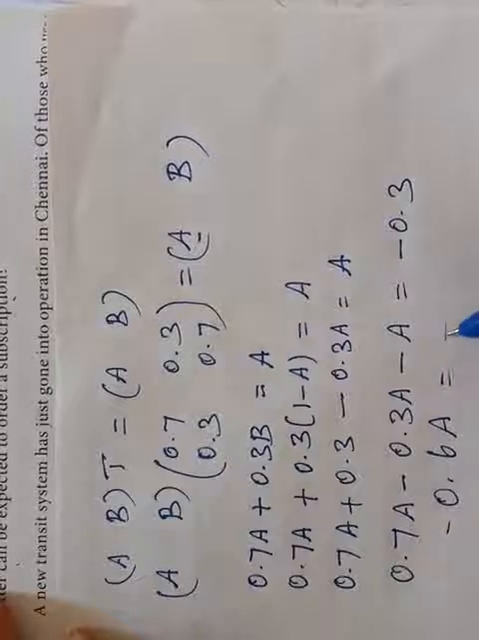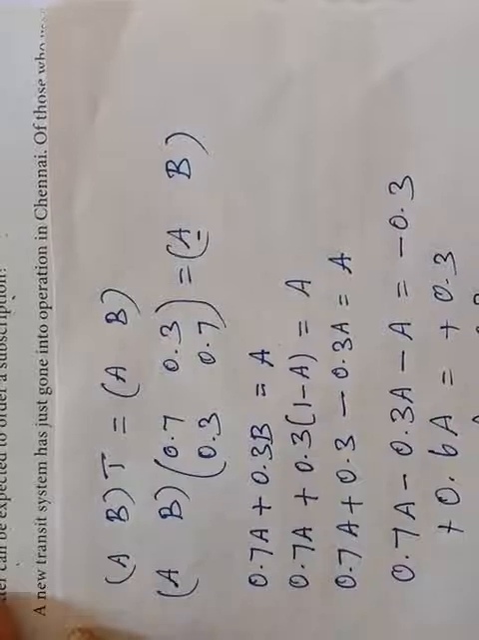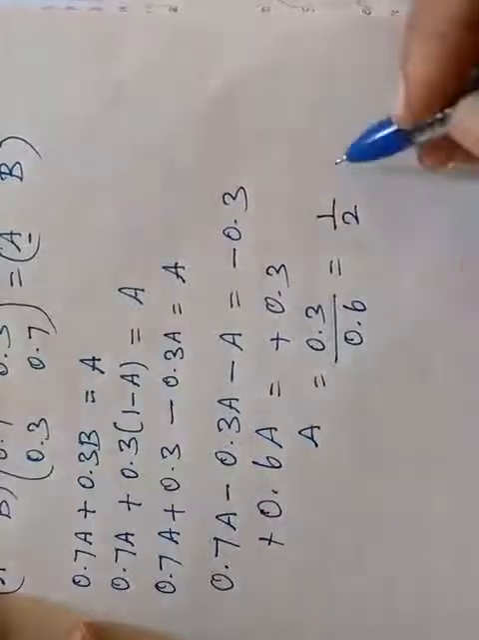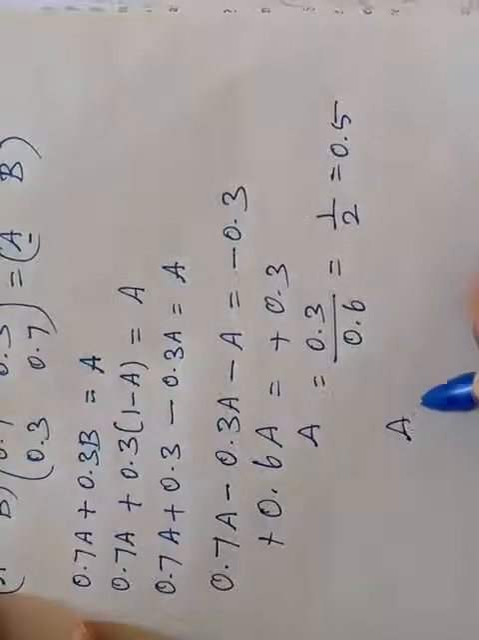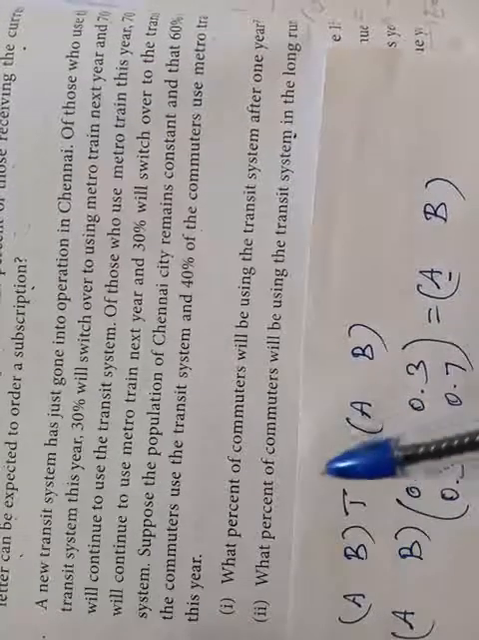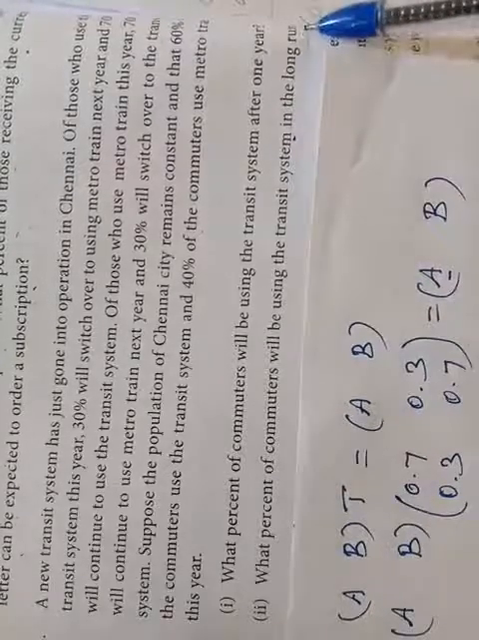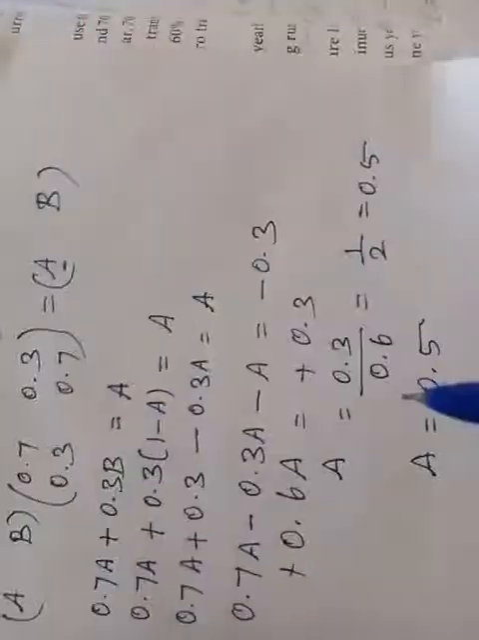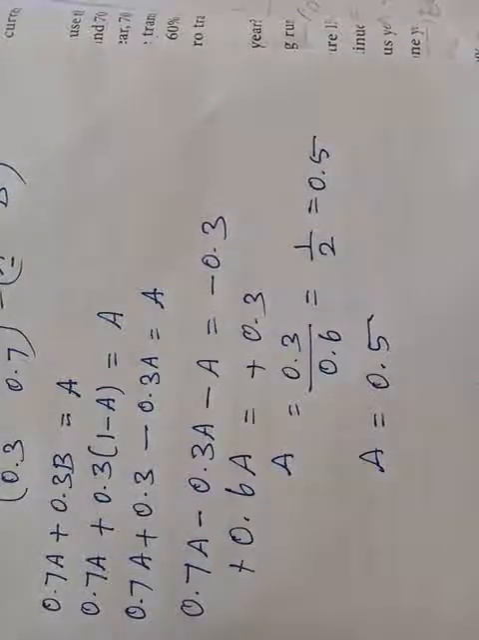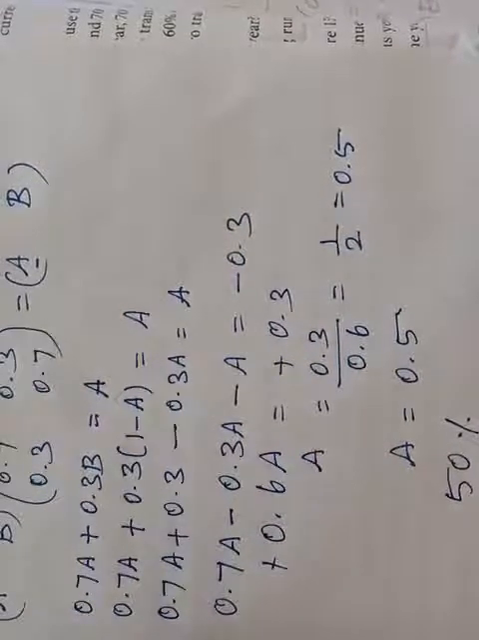We are simplifying. We are getting 0.6A minus... equal to minus 0.3, which means it will become plus. A is equal to 0.3 by 0.6, that is equal to 1 by 2. 1 by 2 means 0.5. So A is equal to 0.5. They are asking what percentage of the commuters will be using the transit system in the long run. The transit system we have taken as A. So you write that the percentage of the commuters using the transit system in the long run is 50%. If they ask about the metro train, you can calculate B also.